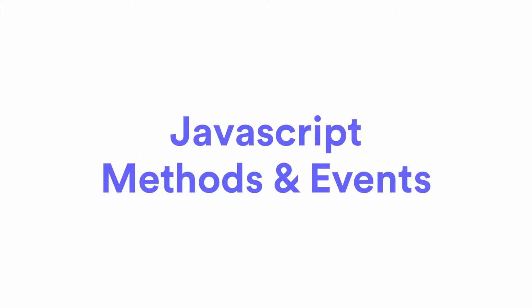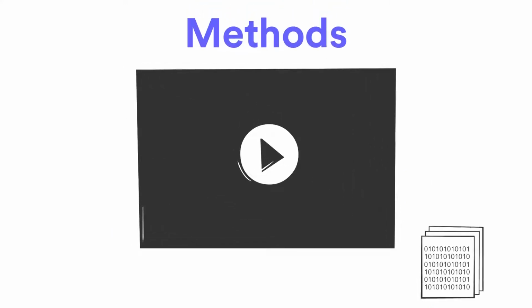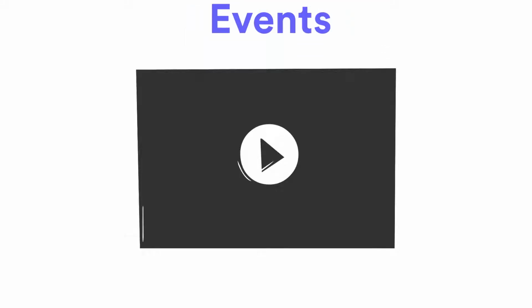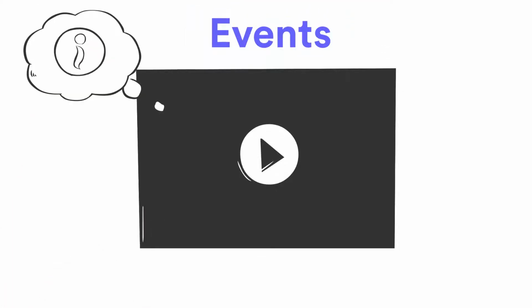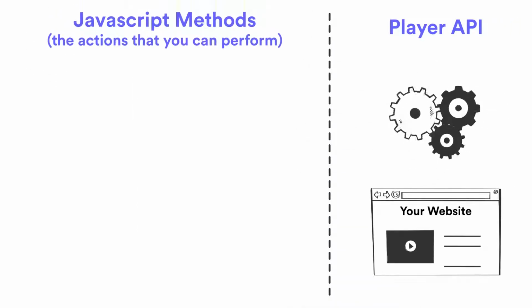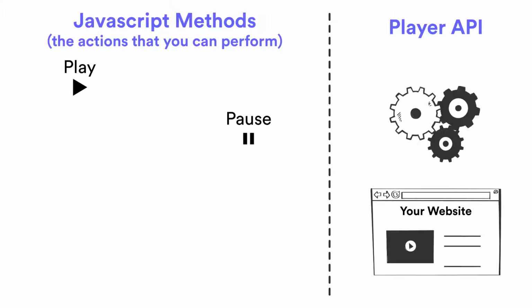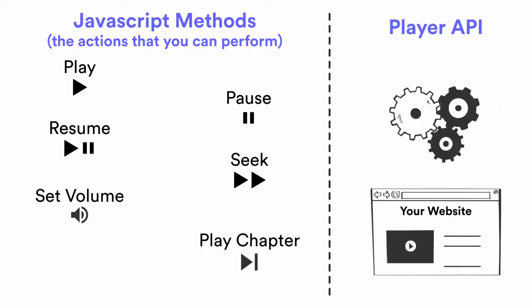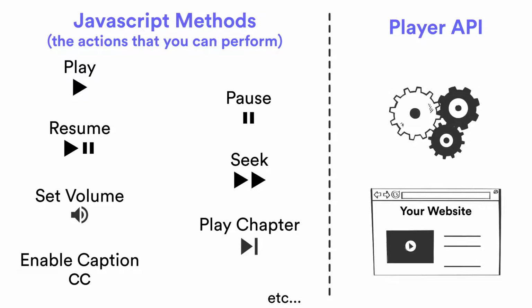When you start to program using the Player API, you should be aware of the JavaScript methods and events that you can use. Methods are the requests that you wish to make to the player, whereas events are occurrences of player actions that you can be notified of. Some examples of JavaScript methods being play and pause, adjusting volume, and enabling captions. All of these can be executed without the user touching the Vidyard player.